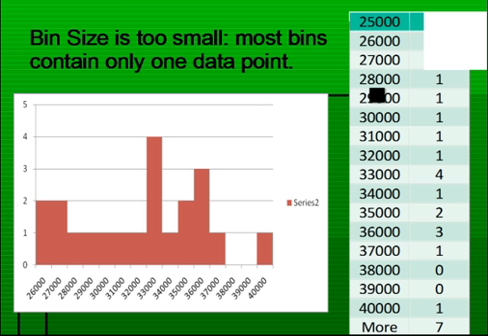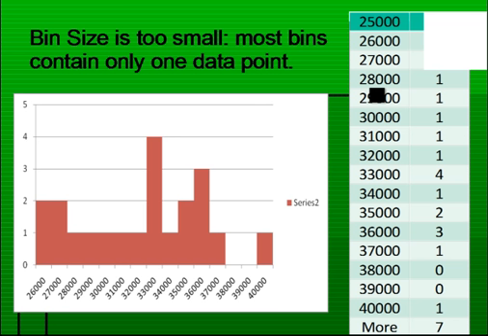But the bin size has been chosen to be too small. The bin size is again only 1,000. So we have a category from 26 to 27 and 27 to 28. As you can see, most of these bins have only one country in them. So if there is any pattern in the data, it is not obvious, because each point is being plotted separately.